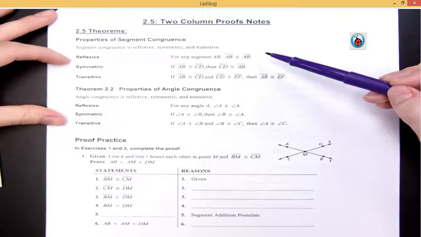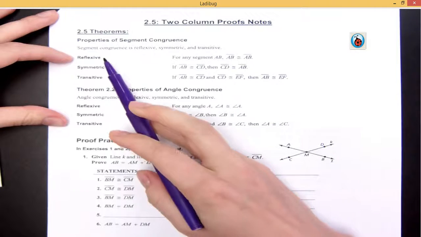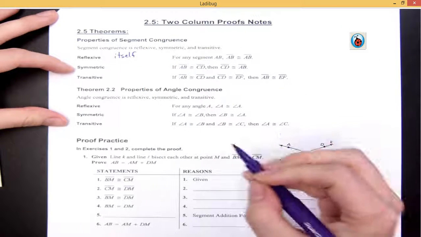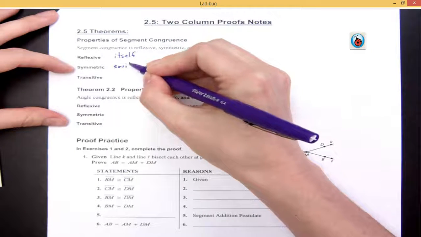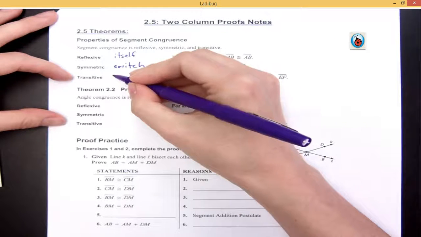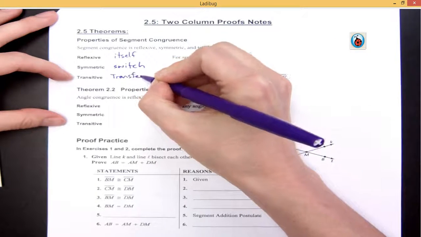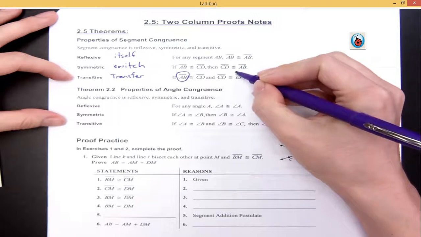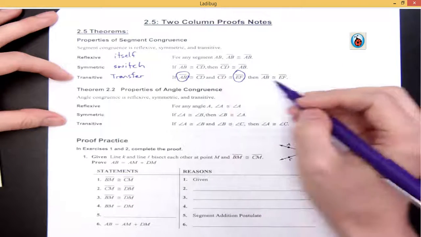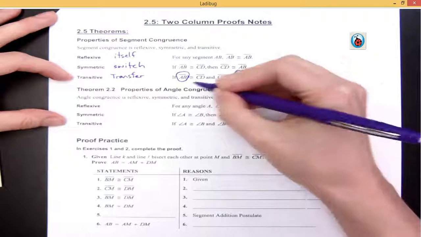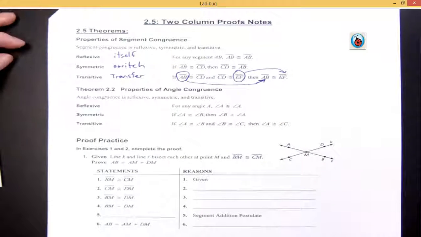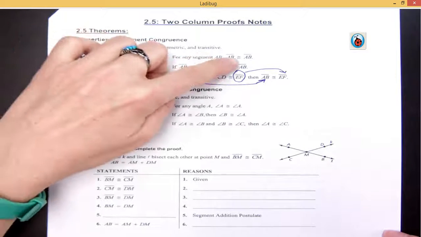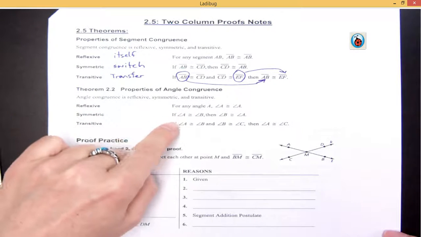Just like we learned last time, we have a few keywords here: reflexive, something is itself. Symmetric is just when we switch around. And transitive is our transfer. Remember, with transitive, we're always taking half of this and half of this, and because the other half of both of those is CD, we can transfer them into one statement where they join together. Those are 3 things you're going to see here a lot, whether you see them under segments or under angles.